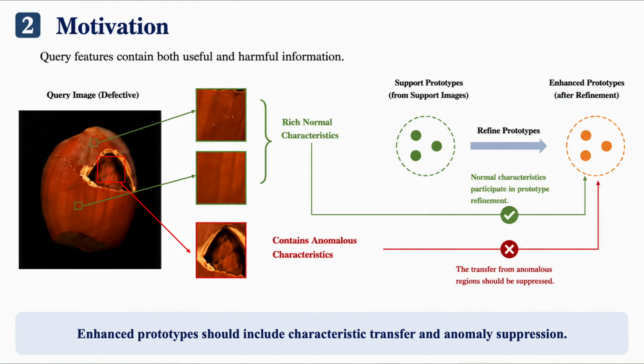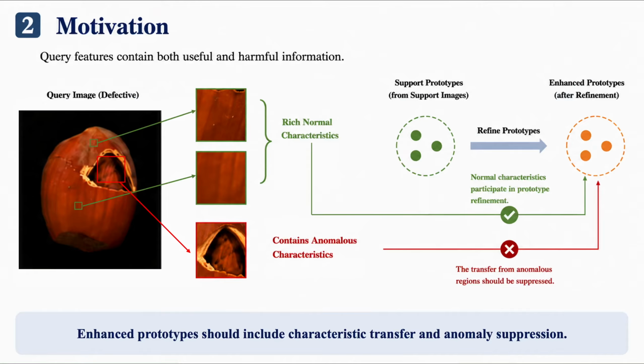This slide illustrates the motivation behind FastRef. Existing prototype-based FSIAD methods usually treat all query features equally during matching and refinement. However, as shown on the left, query images actually contain both useful normal characteristics and harmful anomalous characteristics. The normal regions provide valuable structural and texture information that can help refine support prototypes and make them more representative for the current query sample. At the same time, anomalous regions may also be transferred during refinement, which can corrupt the prototype representation and negatively affect anomaly localization. To address this issue, FastRef aims to selectively transfer reliable characteristics from the query features while suppressing the influence of anomalous regions.